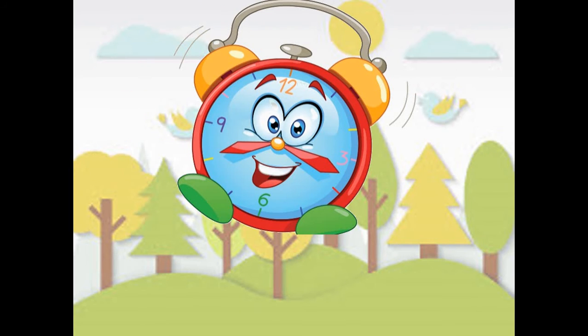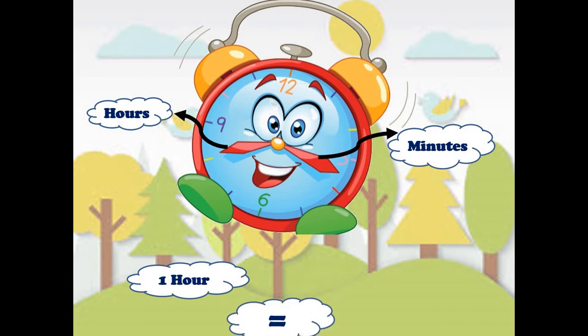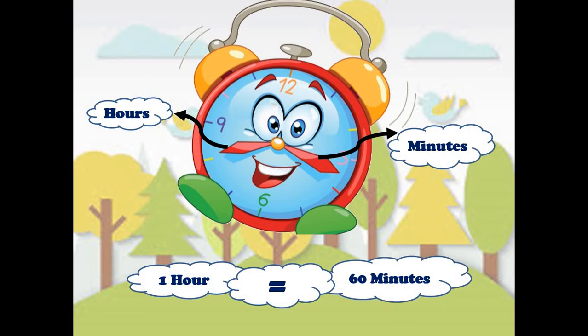As you can see, the analog clock has two hands. One short hand, which refers to hours, and one long hand, which refers to minutes. And remember that 1 hour equals 60 minutes.